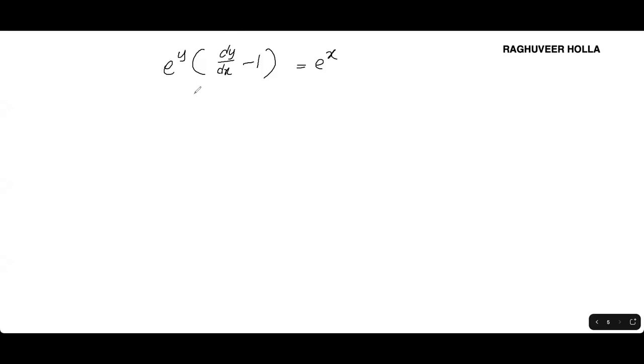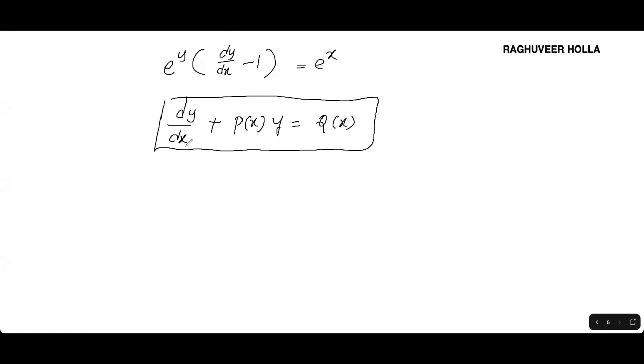Now we have to form this again in the form of dy by dx plus p of x into y is equal to q of x. So we got to do this. Now if you look at this, multiply the whole thing, so this is e to the power of y and e to the power of x. Now I got here dy by dx has coefficient e to the power of y. So I have to write it in this form, right?